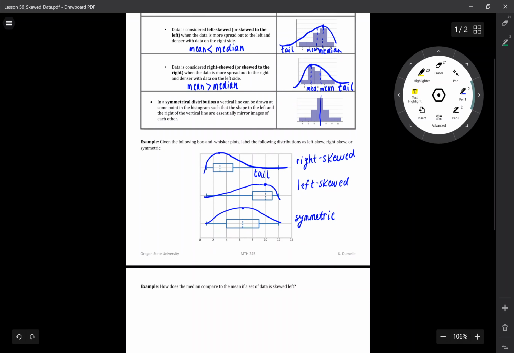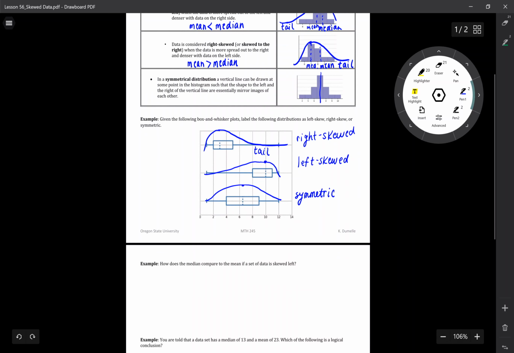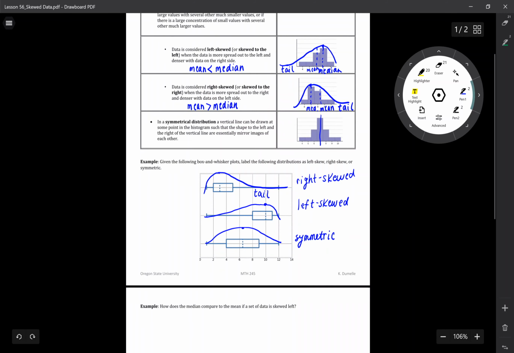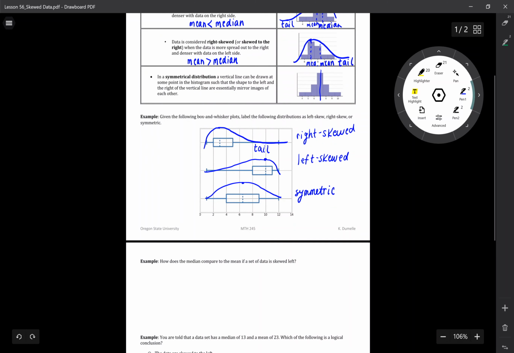How does the median compare to the mean if the data is skewed left? So coming back up here, if the data is skewed to the left, that means that I have a lot of values that are larger. Sorry, I keep messing those up. So if I am skewed left, I have a lot of values that are larger.